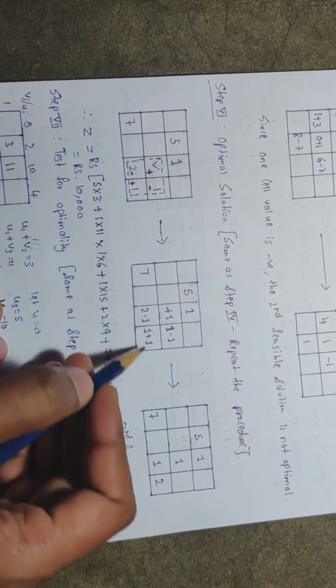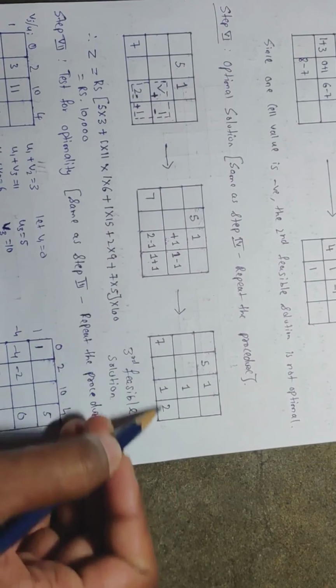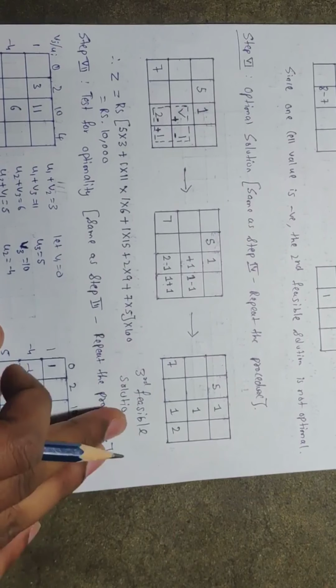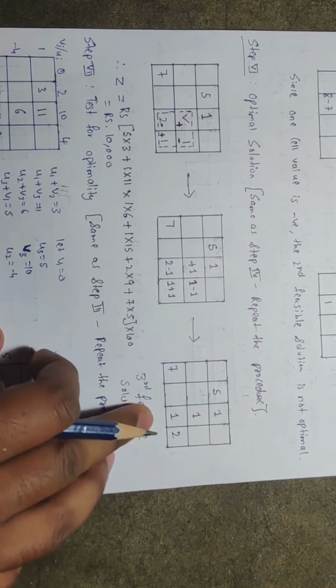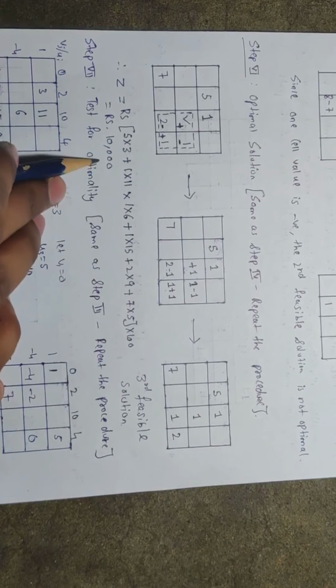So now here see plus 1, 1 minus 1, 2 minus 1, 1 plus 1. So I'm going to get the new table here, 5 1 1 1 7 1 2, right? So this is the new table that I got. So it's a feasible solution. So let us check its cost. How much is coming when you multiply this?